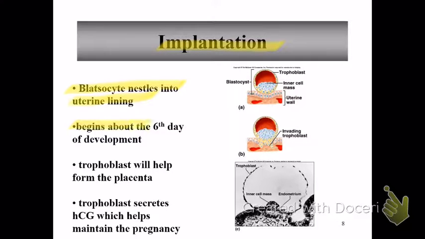Highlight the next part. When you're about 6 days in, the trophoblast will help form the placenta. The placenta may be in the front or the back or the side. So the placenta chooses where it is. And if it's down near the cervix, it can be dangerous. Trophoblast also secretes, you want to know this, HCG. And HCG is detected in a urine pregnancy test.